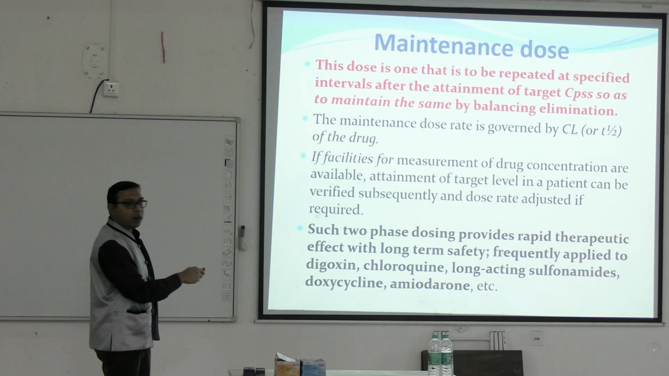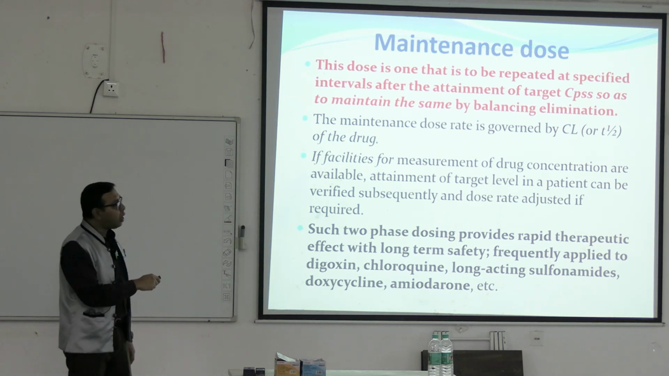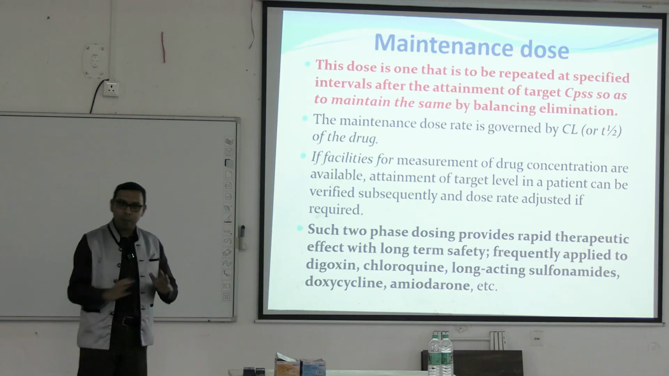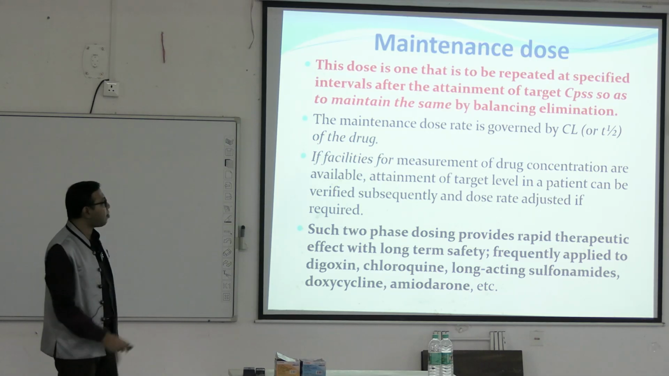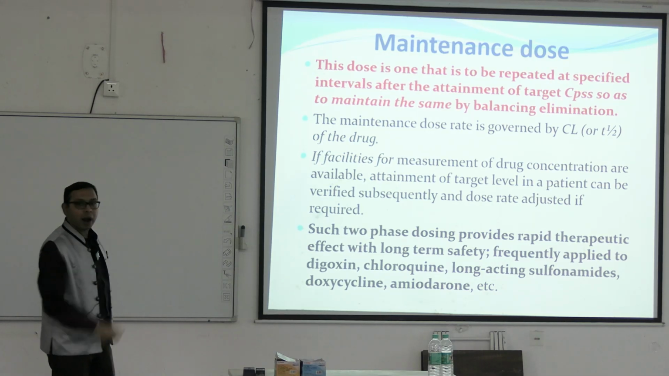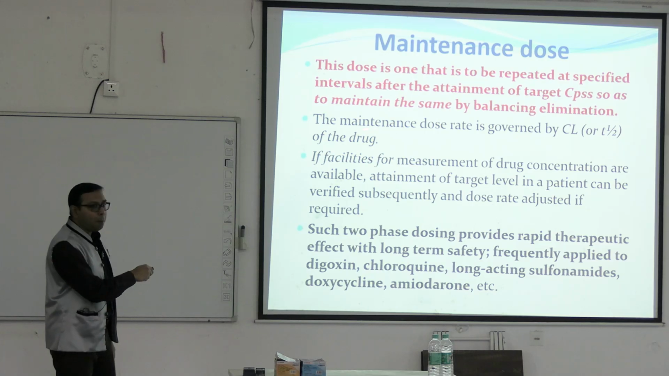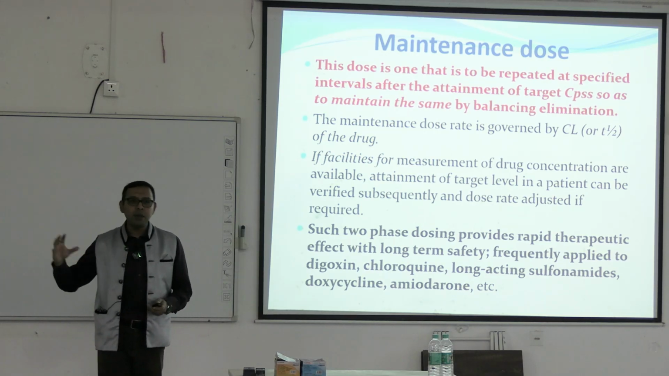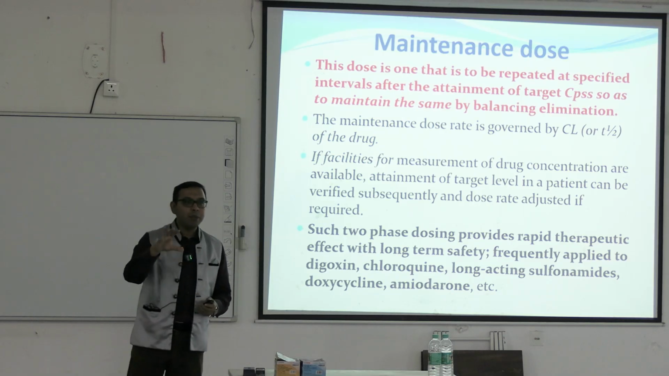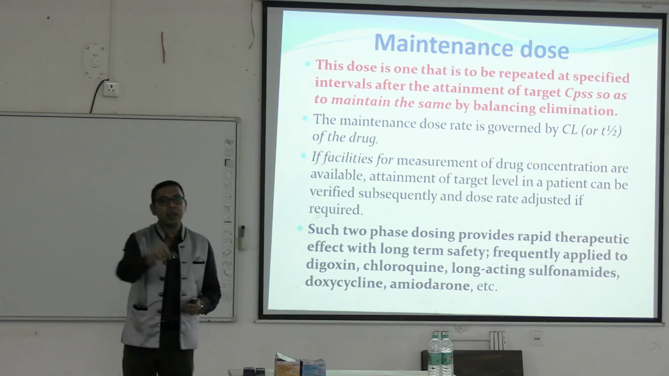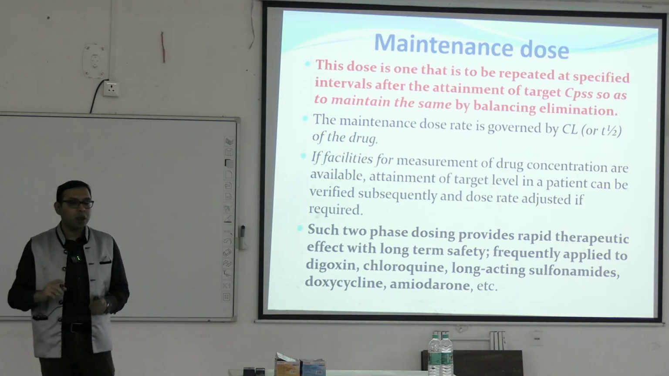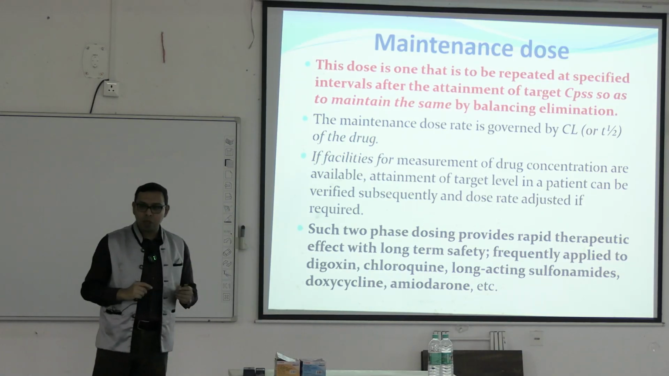So what is the maintenance dose? It is to be repeated at a specified interval. So we need to know about the interval by the different types of equations you have already seen. After the attainment of the target plasma concentration, the aim is to maintain it by balancing the elimination. So first we give a large amount of the drug by means of the loading dose. The loading dose is calculated by the target plasma concentration multiplied by the volume of distribution. This depends upon the volume of distribution of the drug.